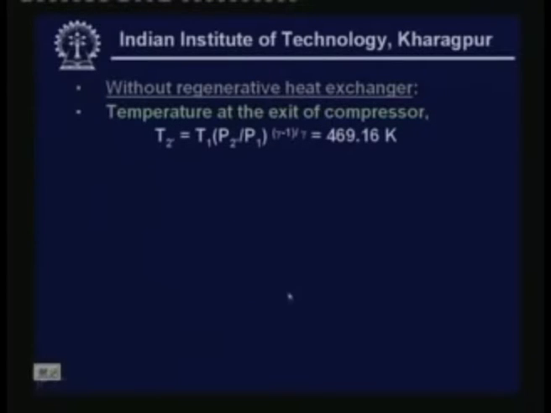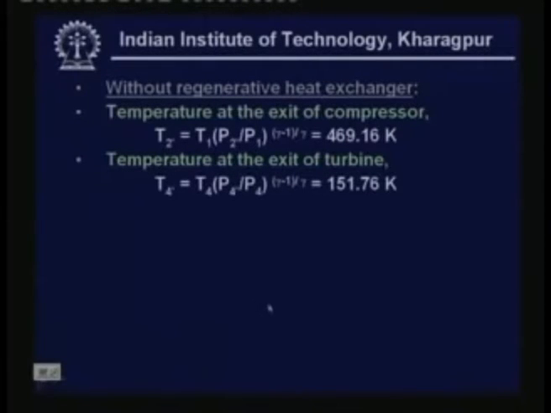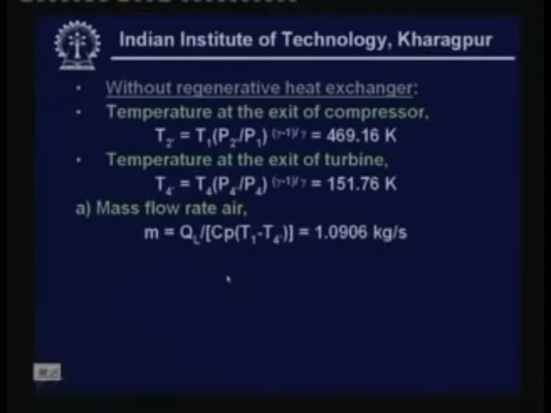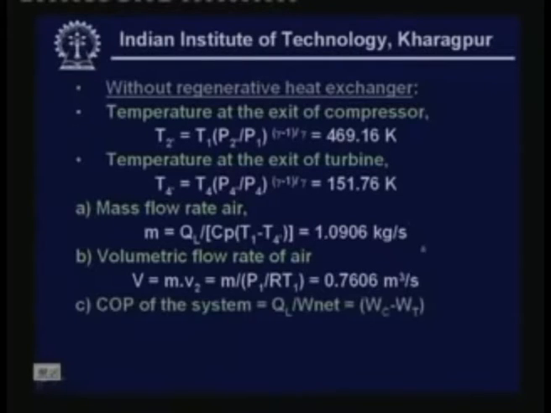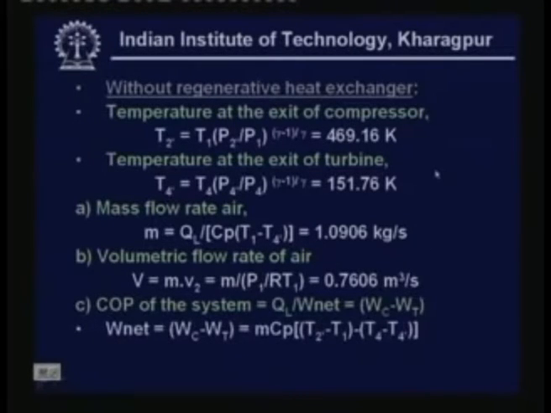So from that you find that the temperature at the exit of the compressor is 469.16 Kelvin, and the temperature at the exit of the turbine is 151.76 Kelvin. The mass flow rate of air, again from the energy balance across the low temperature heat exchanger, is 1.0906 kg per second, and the volumetric flow rate is 0.7606. Finally, for the COP of the system, you find the net work input, which turns out to be 93.08 kilowatts, and COP is found to be 1.074. Okay, so this is the performance without any regenerative heat exchanger.